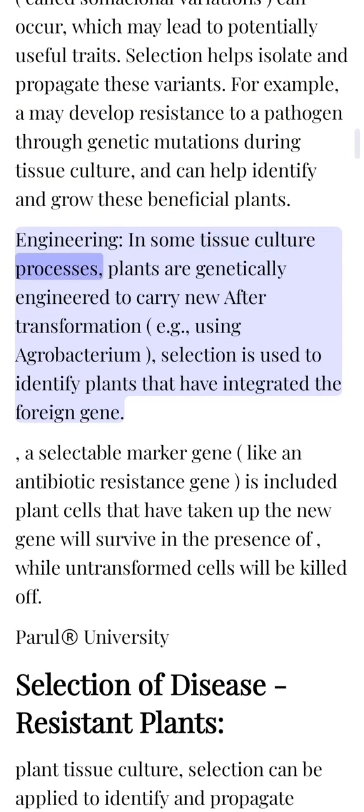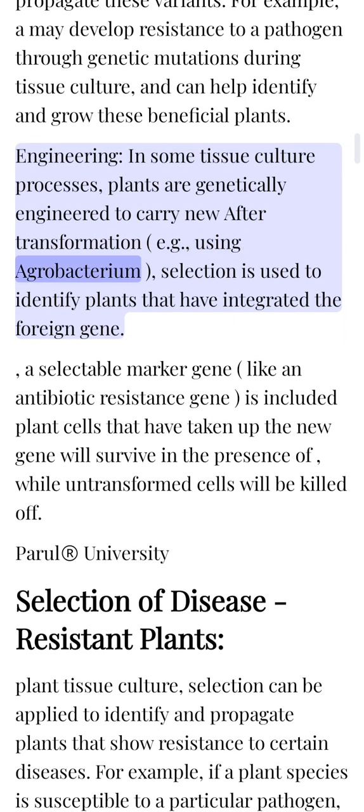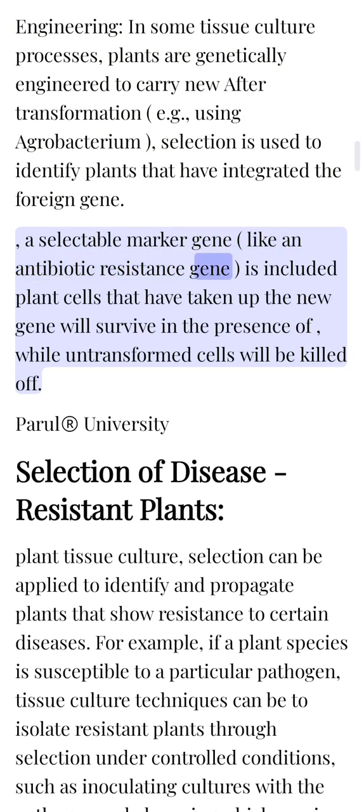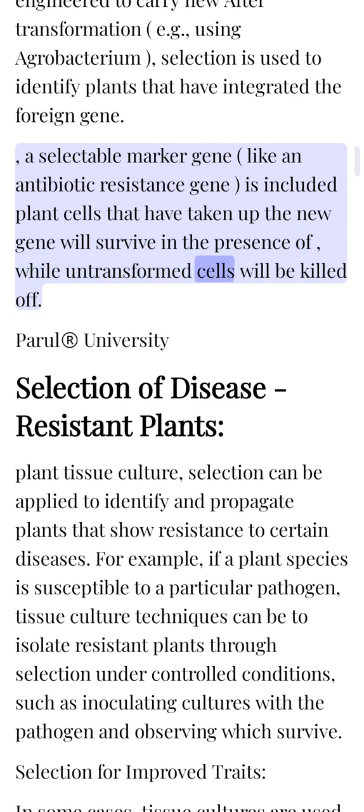Genetic engineering: in some tissue culture processes, plants are genetically engineered to carry new genes. After transformation, for example using Agrobacterium, selection is used to identify plants that have integrated the foreign gene. A selectable marker gene, like an antibiotic resistance gene, is included. Plant cells that have taken up the new gene will survive in the presence of the antibiotic, while untransformed cells will be killed off.